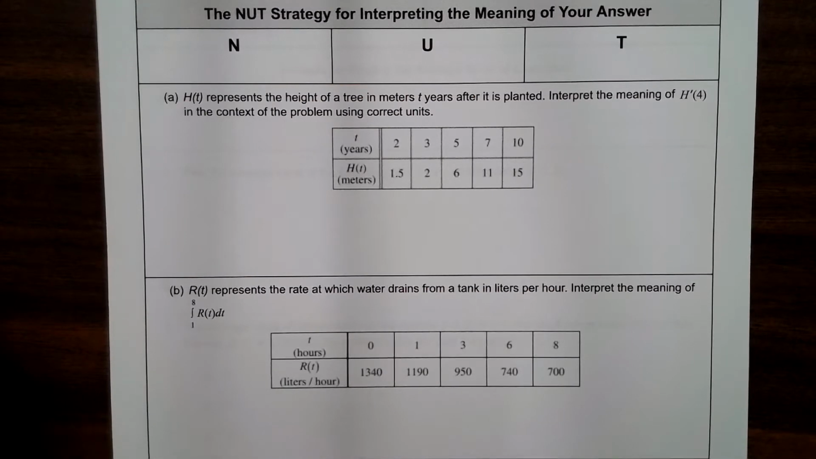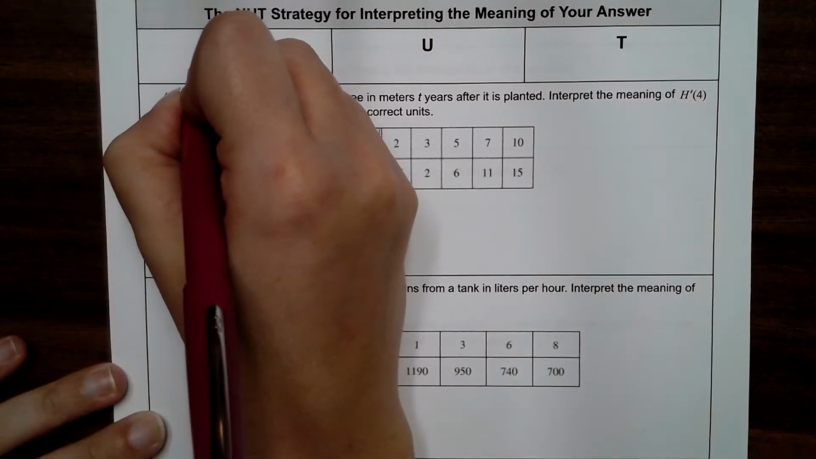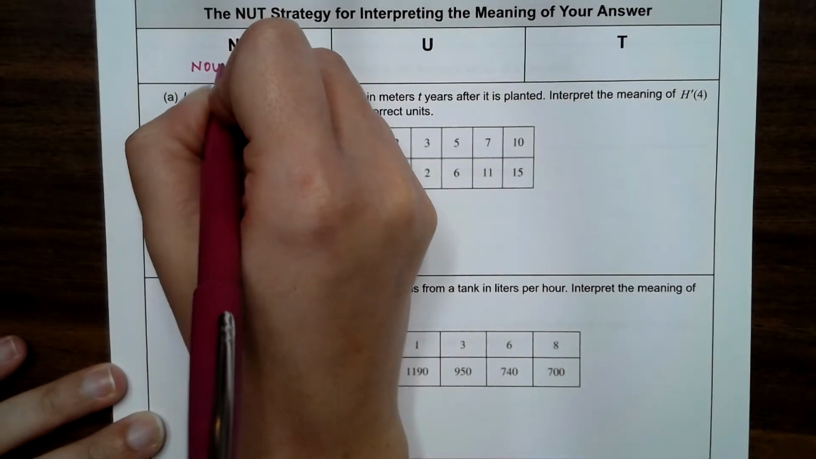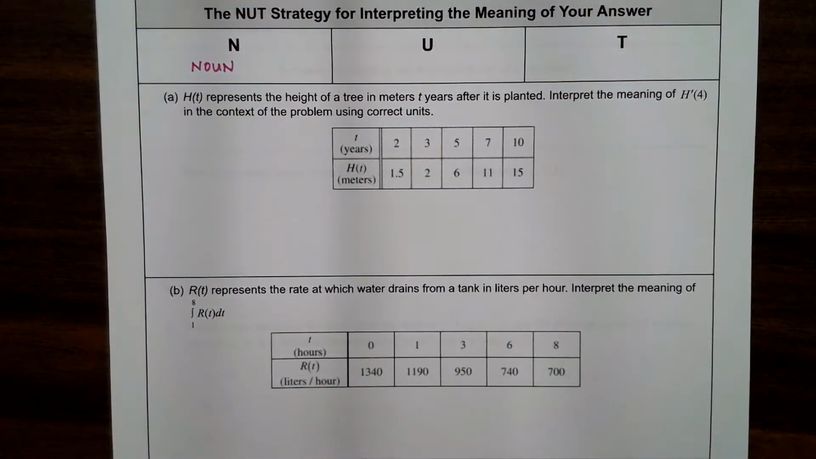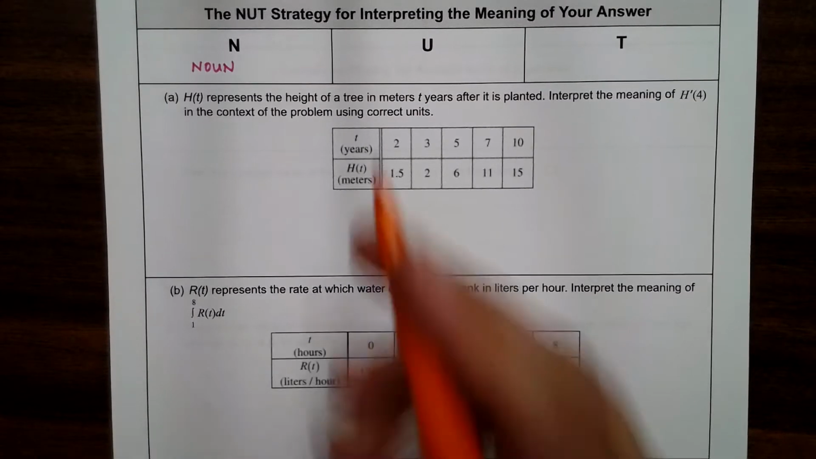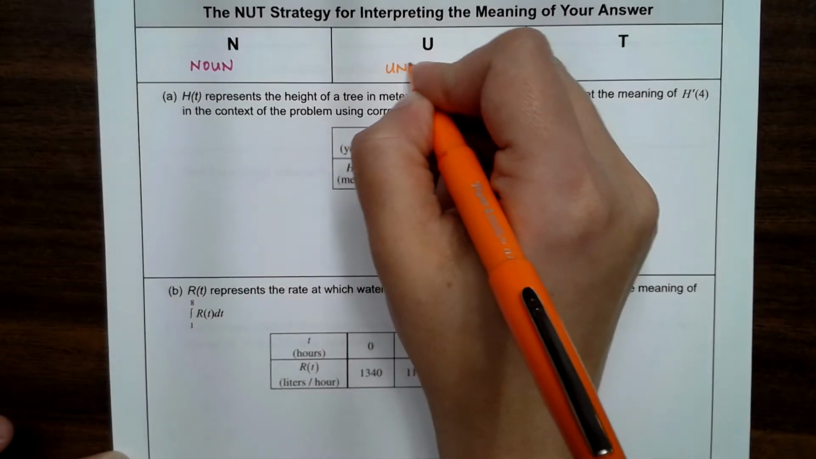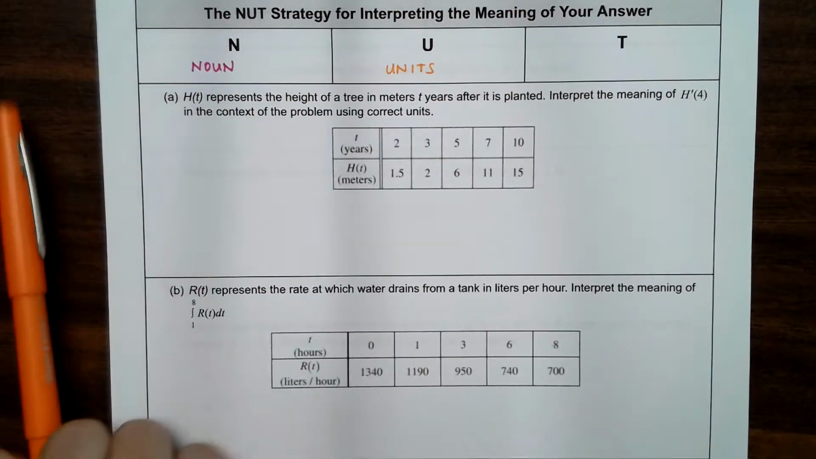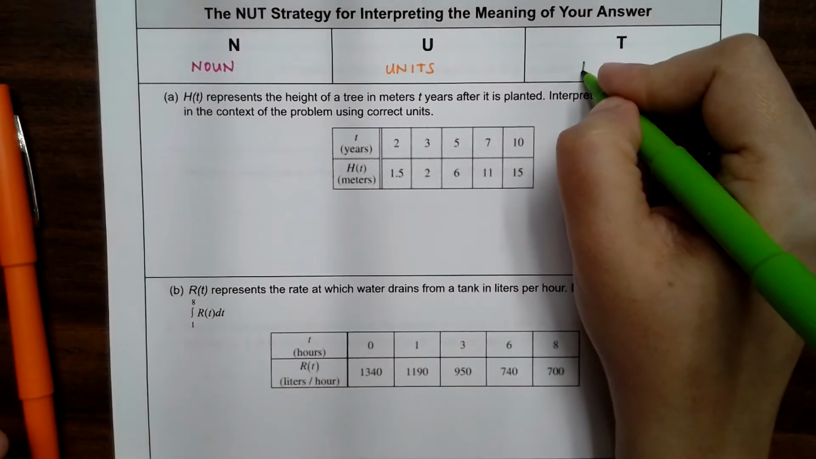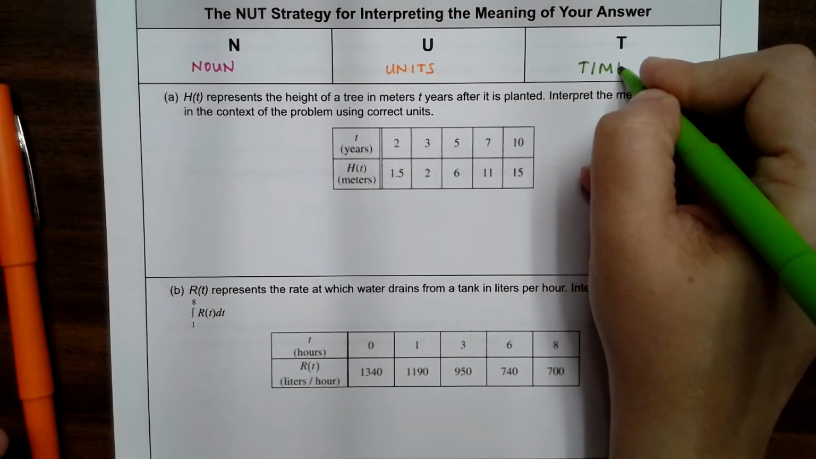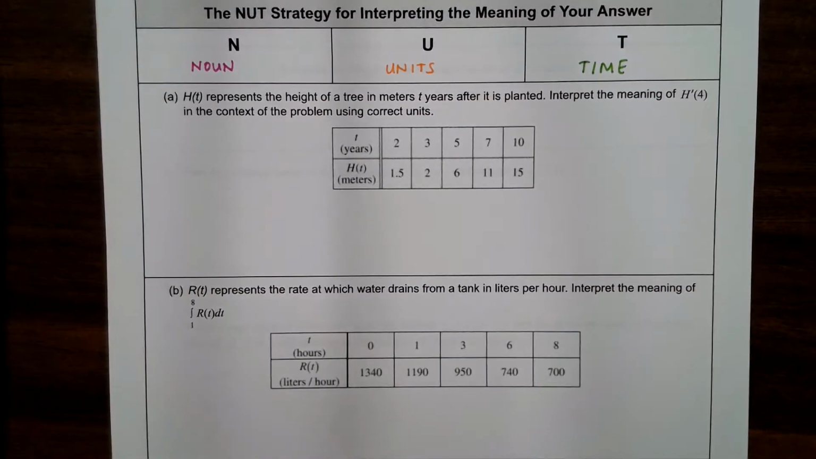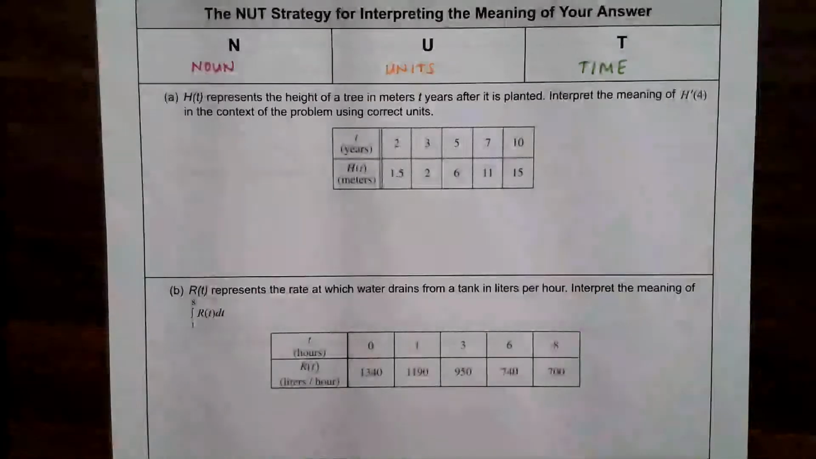And so the N in this strategy stands for the noun. The noun meaning what is it you're actually measuring? The U stands for the units. So, what units are you measuring in? And the T stands for the time. So, at what or over what time interval. So, every interpretation needs to have a noun, it needs to have units, and it needs to have a time.